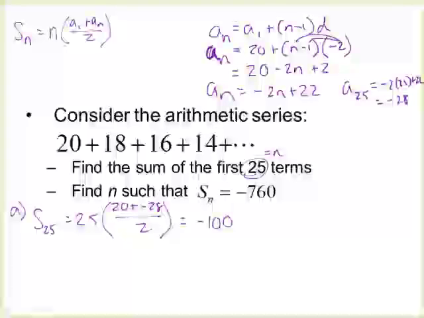Questions? How did you get the 28? I used the formula from a couple of days ago to come up with a rule for the sequence. And then I plugged 25 into that rule, and that gave me the negative 28.